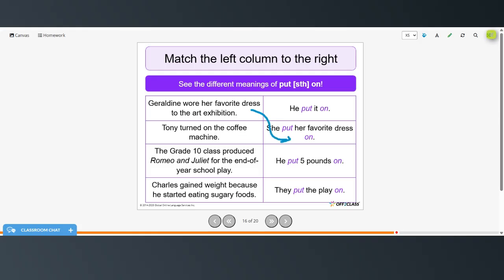Tony turned on the coffee machine. He put it on. The grade 10 class produced Romeo and Juliet for the end of the year school play. They put the play on. And Charles gained weight because he started eating sugary foods. He put 5 pounds on.